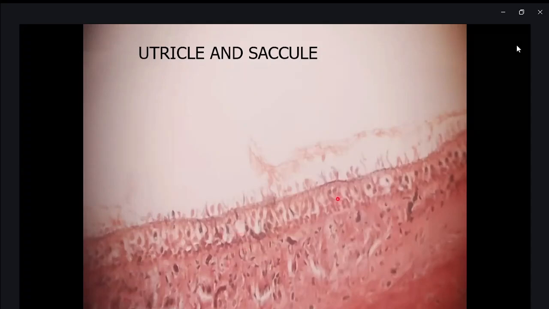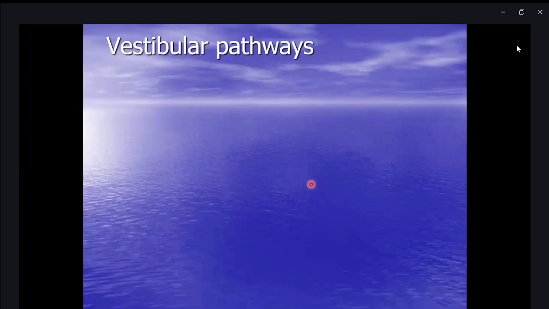So this is what we have in the utricle and the saccule, the macula. These are our hair cells, and this is our otolithic membrane. So the hair cells are embedded in the otolithic membrane. So from here, what happens?